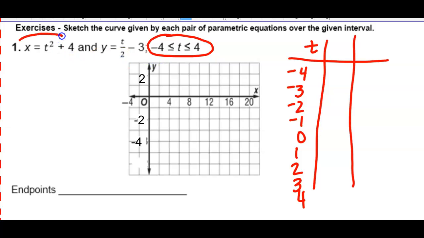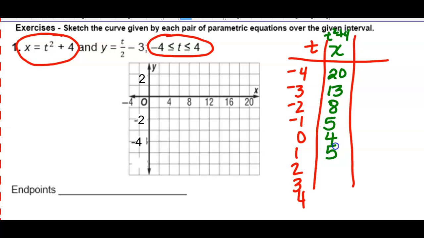And for the x's, we're supposed to square it and add 4. t squared plus 4. So 4 squared is 16, plus 4 is 20. 3 squared is 9, plus 4 is 13. 2 squared is 4, plus 4 is 8. 1 plus 4 is 5. 2 squared is 4, plus 4 is 8. 9 plus 4 is 13. And 16 plus 4 is 20 again.